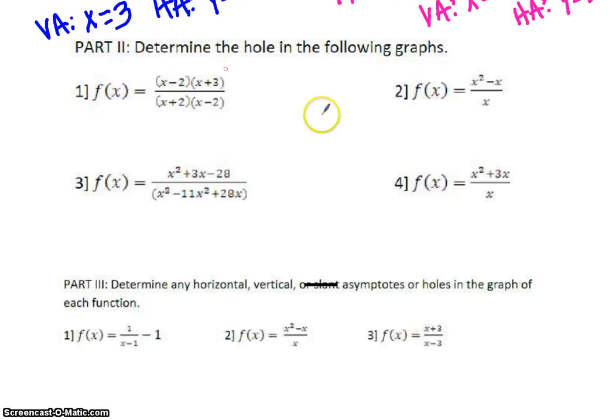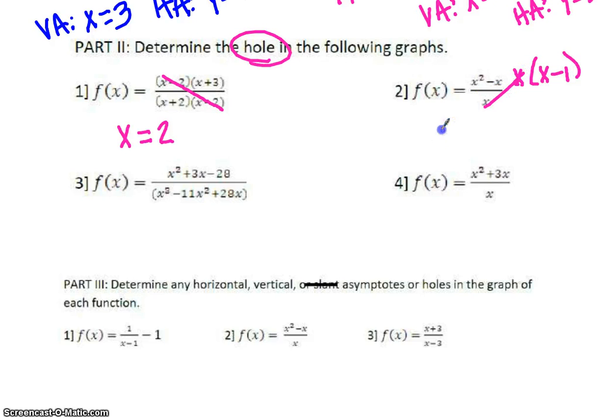So moving down here, determine the hole. That's all we care about on this. What is going to cancel? It would be your x minus 2. So you have a hole at x equals 2. On this one, you're going to need to factor an x out, and it leaves you x minus 1. So your x is what's going to cancel, so x is equal to 0.